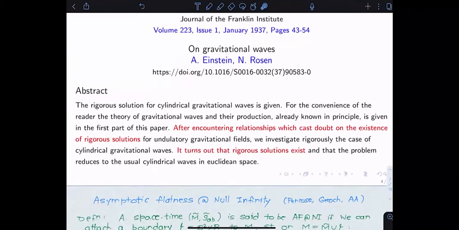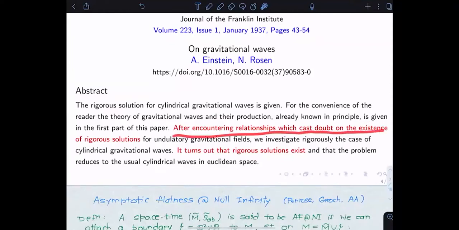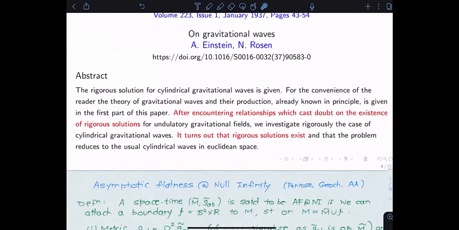The abstract of the new paper says a rigorous solution to cylindrical gravitational waves is given for the convenience of the reader. The theory of gravitational waves and their production, already known in principle, is given in the first part. And after encountering relationships which cast doubt on the existence of rigorous solutions for undulatory, oscillating gravitational fields, we investigated rigorously the case of cylindrical waves, and it turns out that rigorous solutions exist. So he actually changed his conclusion.